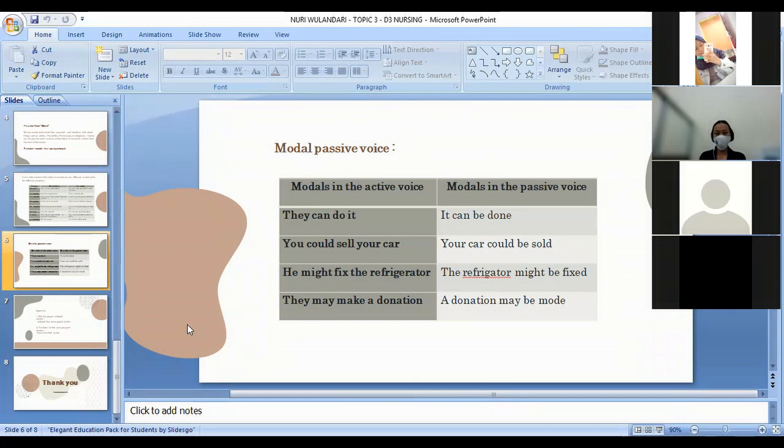Modal in the active voice: he might fix the refrigerator. Modal in the passive voice: the refrigerator might be fixed. Modal in the active voice: they may make a donation. Modal in the passive voice: a donation might be made.